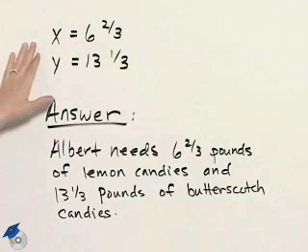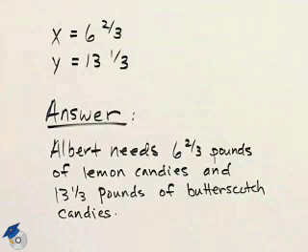So when we solved the system, we found that x was 6 2/3 and y was 13 1/3. Remember that x represented the number of pounds of lemon candies, and y was the number of pounds of butterscotch candies. So the answer to the problem is Albert needs 6 2/3 pounds of lemon candies and 13 1/3 pounds of butterscotch candies.